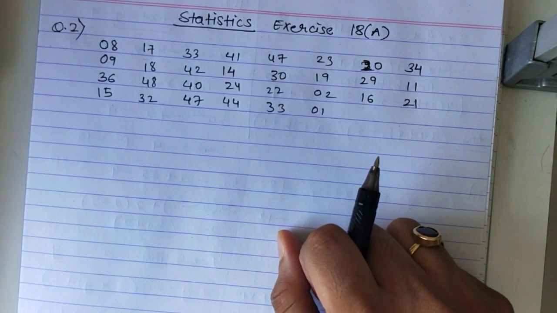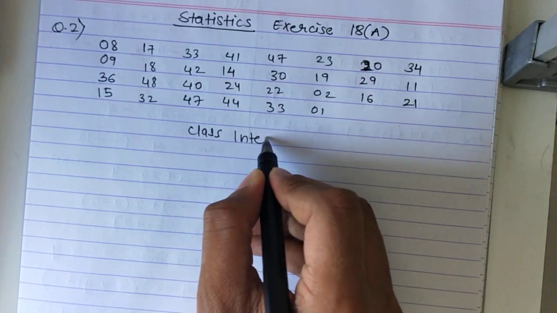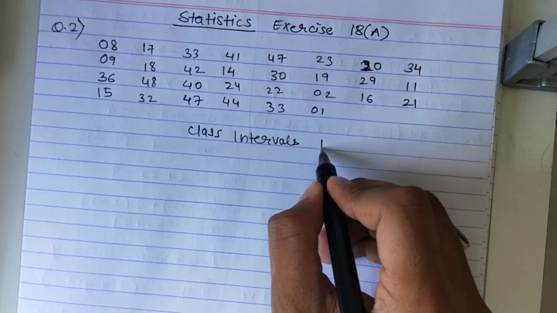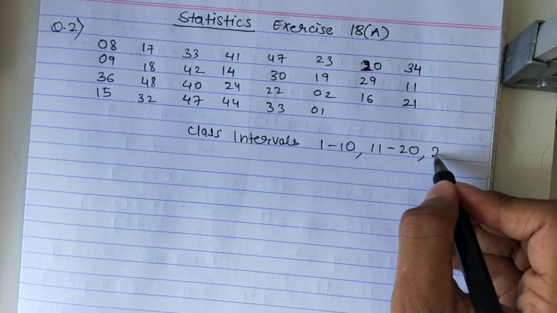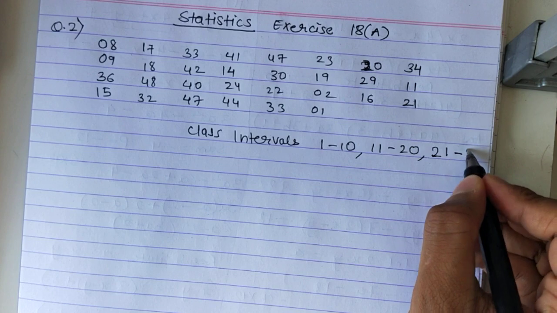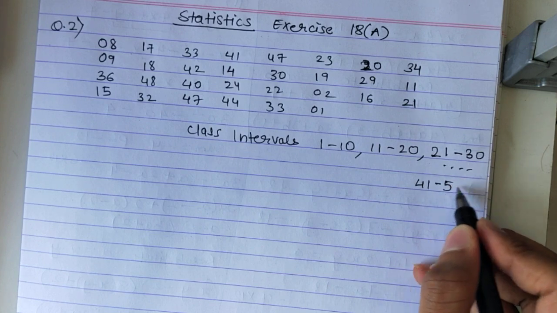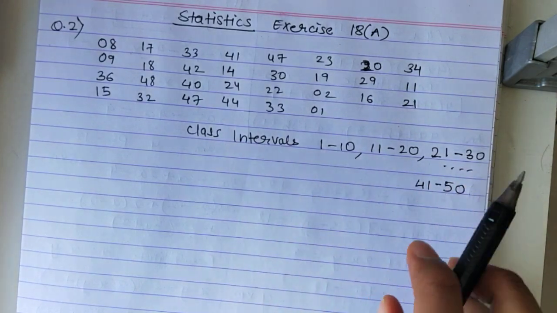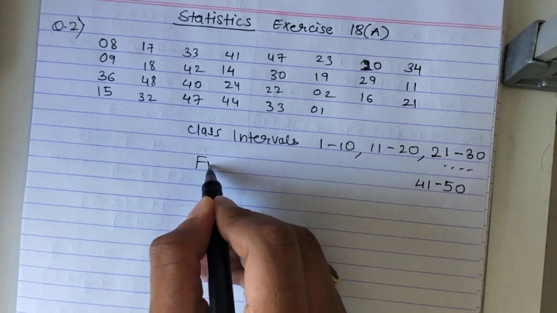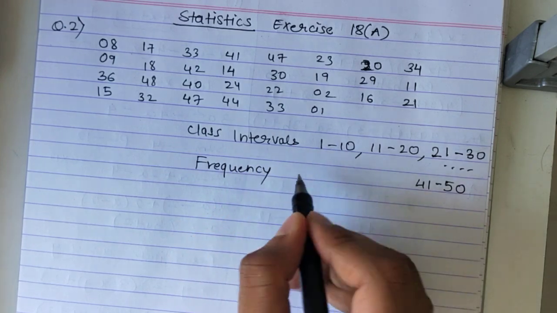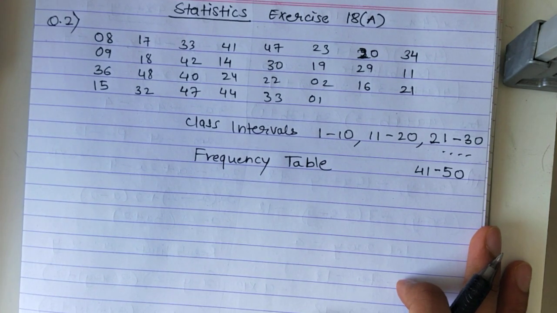Okay, we have to take the class intervals as 1 to 10, 11 to 20, 21 to 30, and so on, till 41 to 50. This is given in the question. All this information is there in the question. And make a frequency table for the above distribution. What we have to make? A frequency table. Okay, so let's see how to make a frequency table.